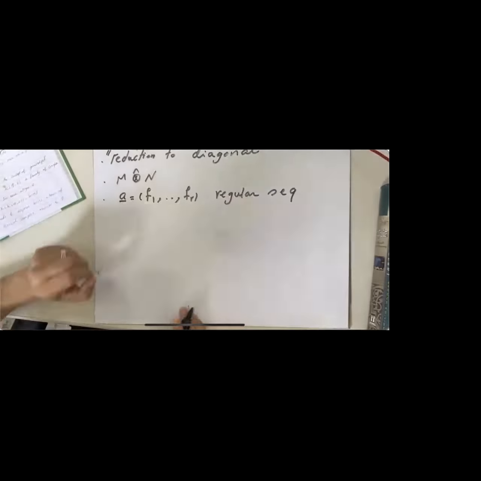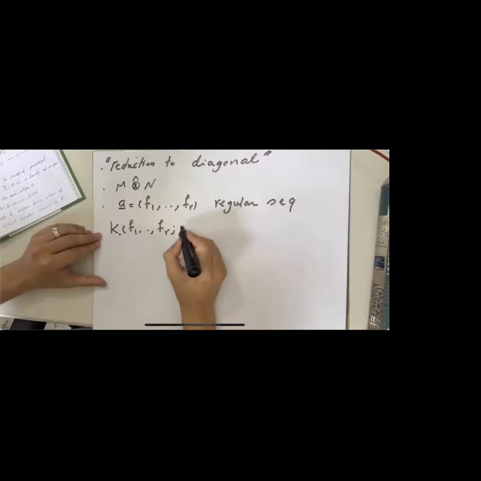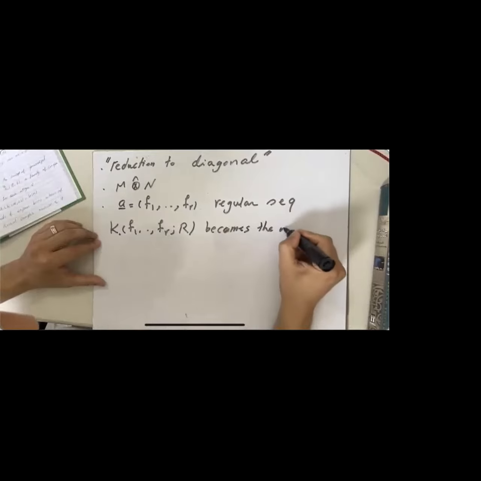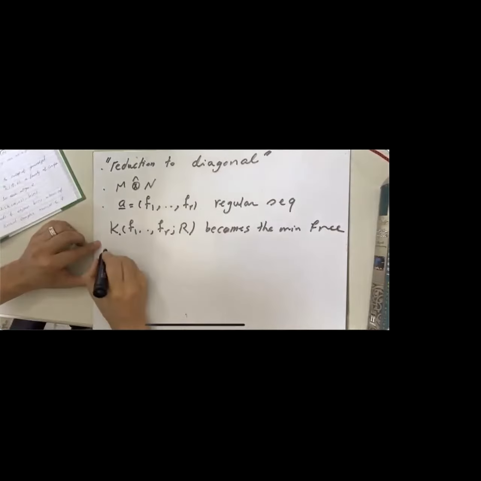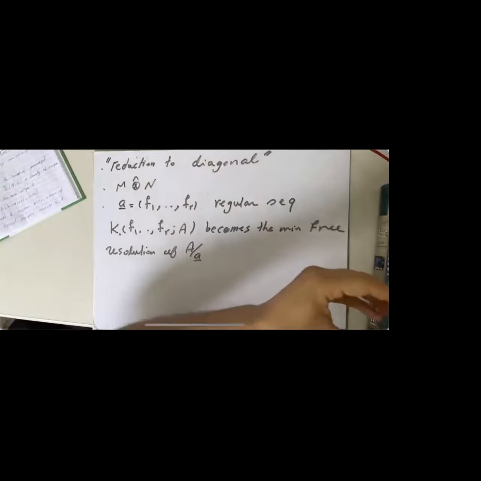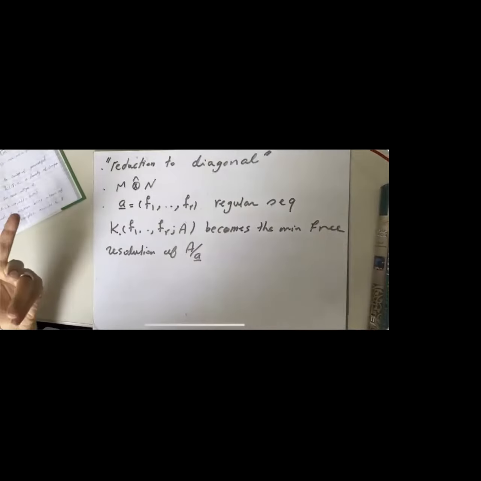So what is the benefit of having a regular sequence is that then the Koszul complex of X over A becomes the minimal free resolution of A over A. So at least, to compute Tor, you need to take a minimal free resolution of one component, tensor it into the other component, and calculate the homologies, right?